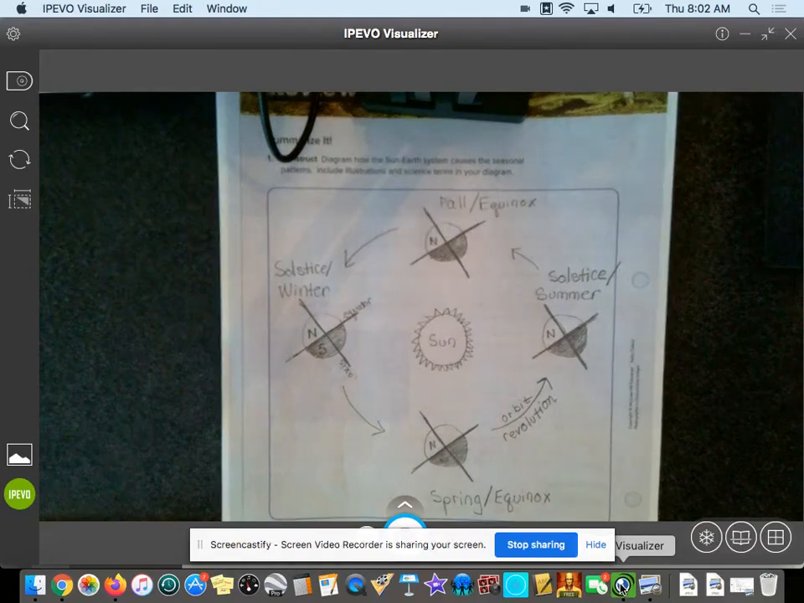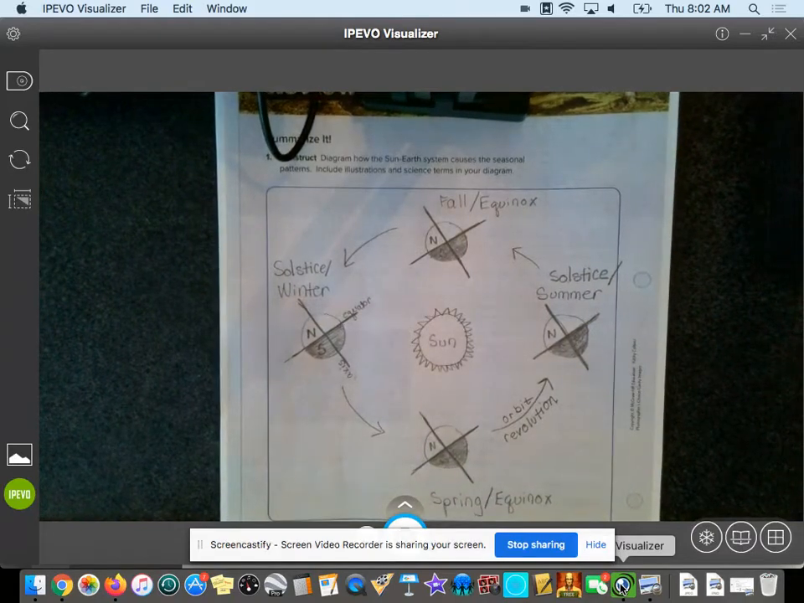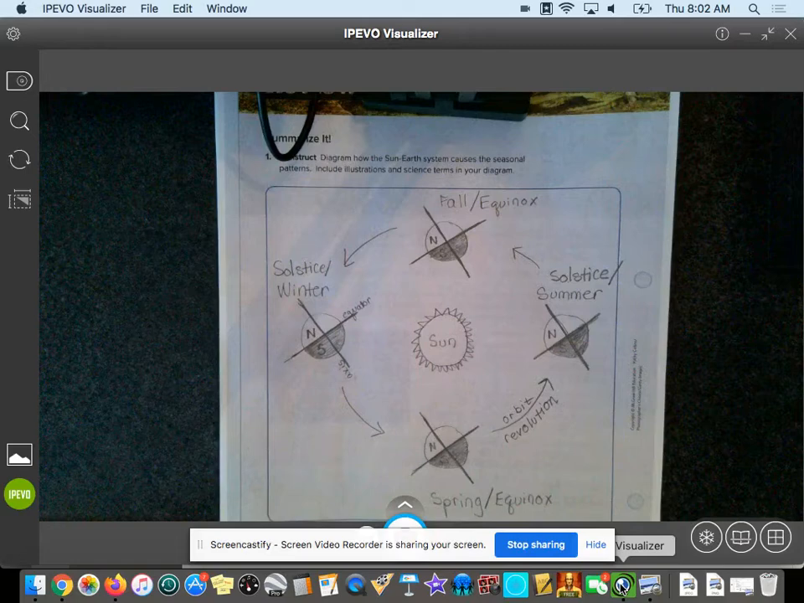And I think that takes care of most of it. It says diagram the solar system, use seasonal patterns, I did that. Include illustrations, I did that. And then I think all the important science terms are labeled on that diagram. So try to take what you have and add these pieces to it if you were missing some of these pieces. And we'll probably redraw it today.